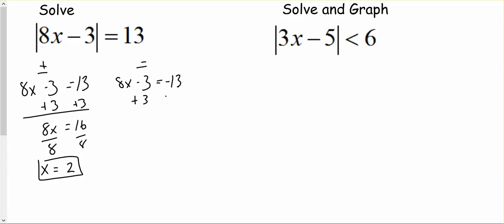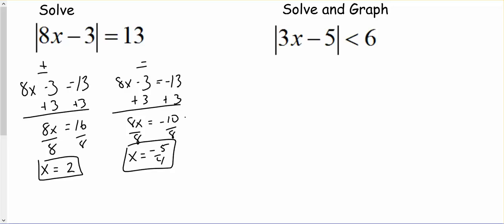Our steps will be the same. Negative 13 plus 3 makes negative 10. Divide by 8. And we get x equals negative 10 eighths. What goes into both of those? 2 does. So this is negative 5 fourths. We divided both of those by 2.